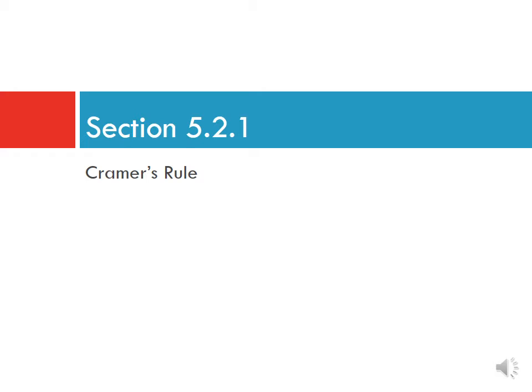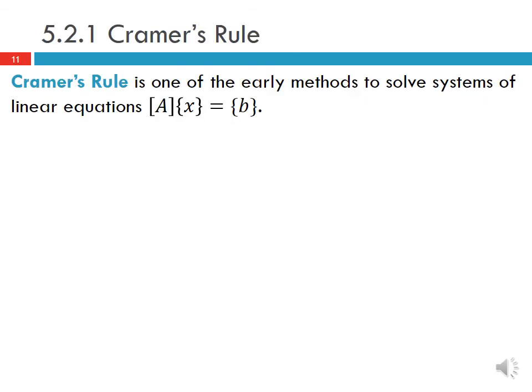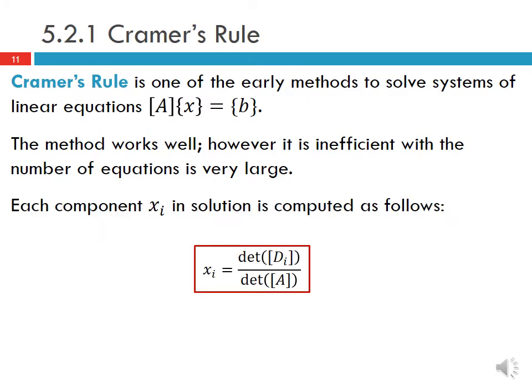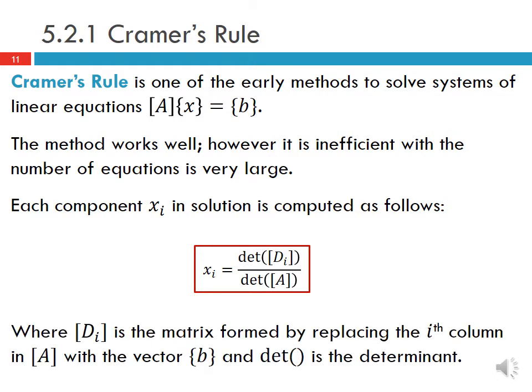First we're going to talk about Cramer's Rule. Cramer's Rule is one of the early methods to solve systems of linear equations of the form Ax = b. The method works well, however, it is inefficient when the number of equations is very large. How it works is that each component, xi, in the solution is computed as shown here, which is the determinant of Di divided by the determinant of A, where Di is the matrix formed by replacing the ith column in A with the vector b, and the det symbol here represents the determinant.